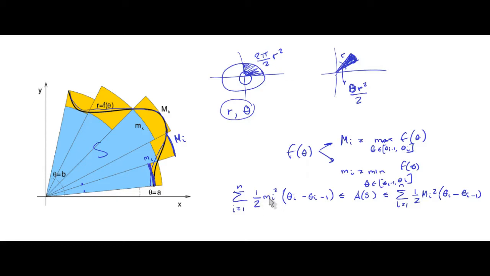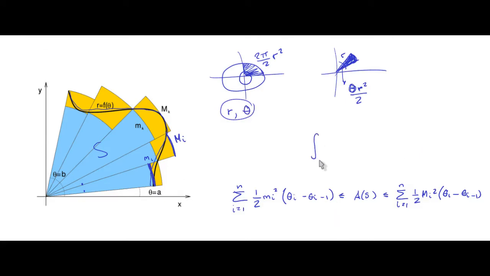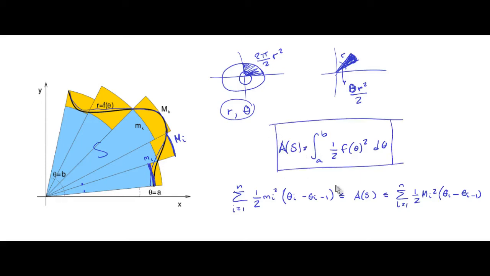Then what we need to do, if you realize that the integral of this, if it exists, is going to be the integral between a and b, where we called a and b the initial and end angles, of 1/2 of f of theta squared, which is the function that we're going to integrate, d theta. So this is the area of a surface that is given to us in polar coordinates. Okay, let's use that in an example.